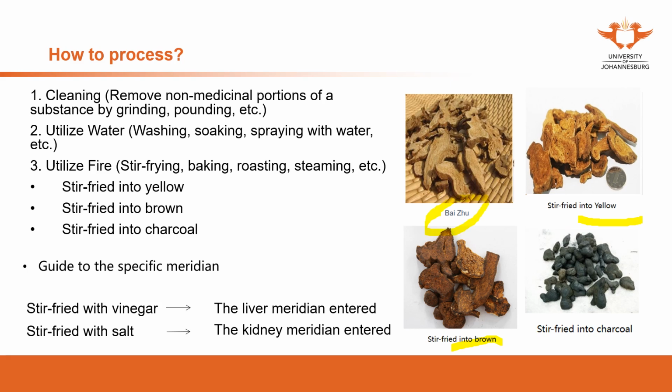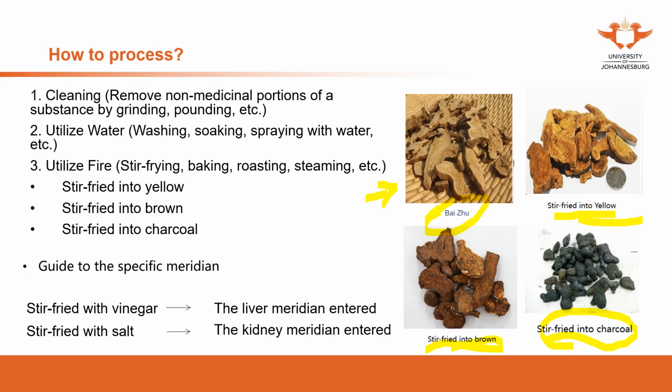When Baizhu is warmer, it is more suitable for patients with yang deficiency, especially spleen yang deficiency. So instead of using raw Baizhu, we use it stir-fried to yellow, stir-fried to brown, or even stir-fried into charcoal. So these are three different processing methods to change the property of the herbs.